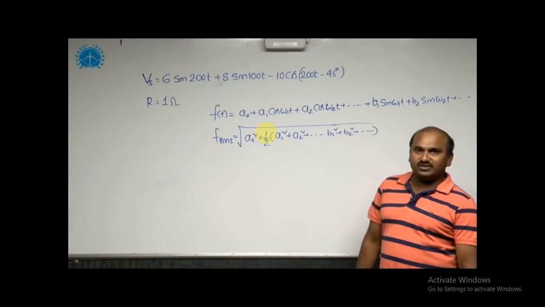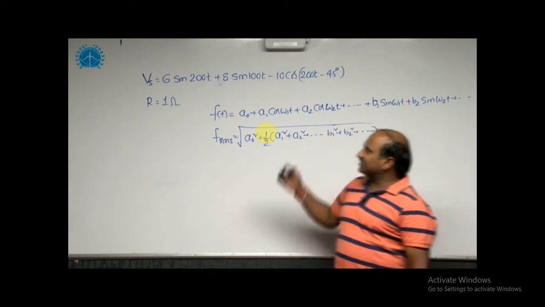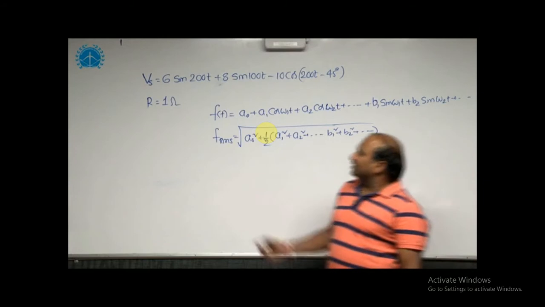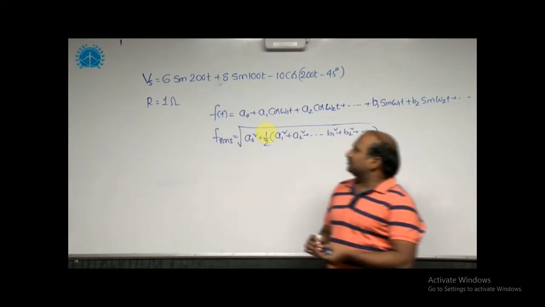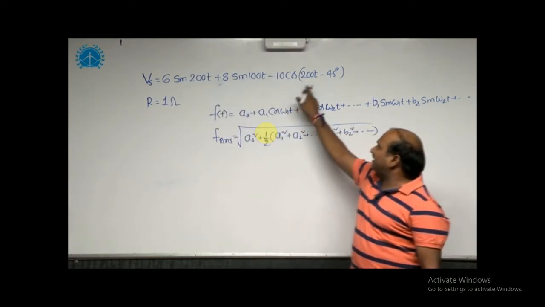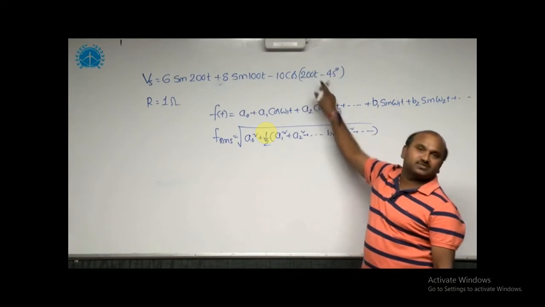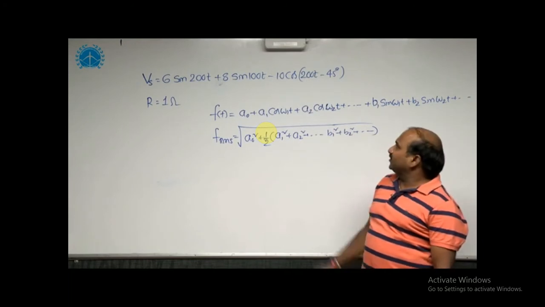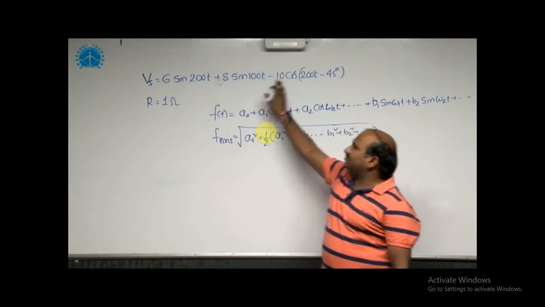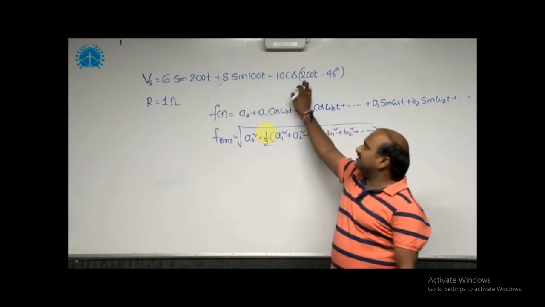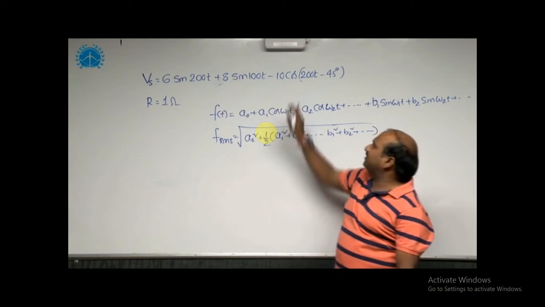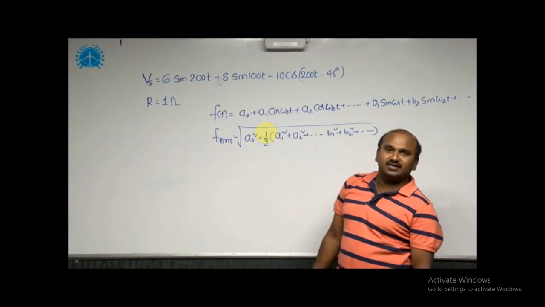Before going to this formula, we have to see that all the trigonometric functions have operating frequencies. Here the operating frequency is 200 radians per second, here 100 radians per second. Again we are getting this cosine term at 200 radians per second. That's why we need to consider this one. Both are operating at the same operating frequency. We should consider the effect of this signal 6 sin 200t and minus 10 cos (200t minus 45 degrees).